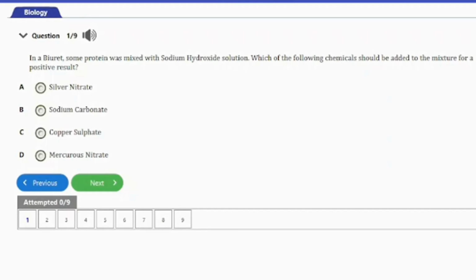So guys, in this biuret test actually, you have sodium hydroxide and copper sulfate used as the main reagents to detect the presence of a peptide bond. So guys, in this test, when you add these chemicals to this protein, you often get a violet color indicating the presence of peptide bond in the solution. So that's it for that question. Let's go ahead and consider the next question.